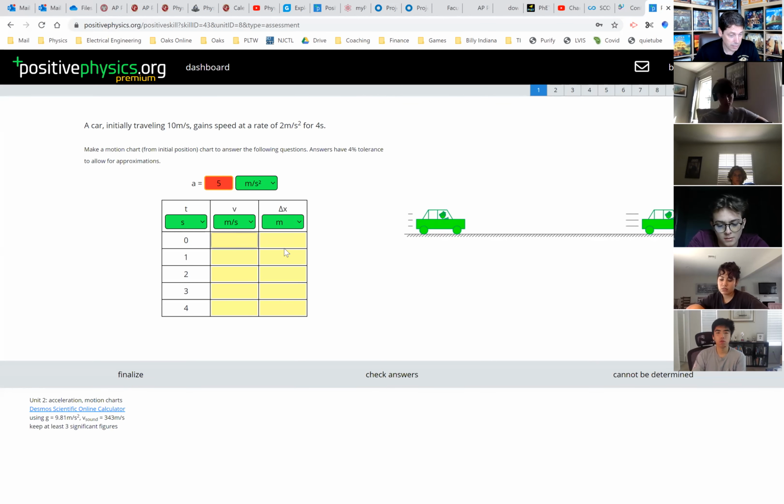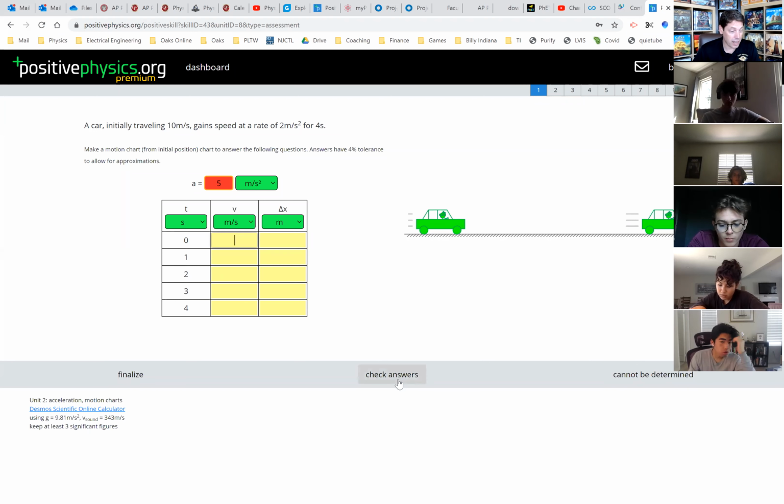Now, if you don't click check answers, it doesn't save your work. So when you come back, it'll all be blank, and probably these numbers will be different. So you need to save your work by checking answers before you go back and forth.